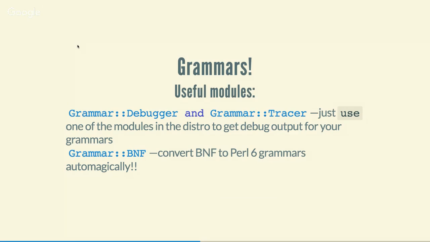Here are a bunch of modules you can find useful, especially Grammar::Tracer. If you just use it in your code, when your grammar runs, it will tell you what's being matched and when. This way you can see if it's working correctly. And also BNF, that's a format for defining some stuff you might be parsing. So if you get your hands on a BNF grammar, you can just use that module to convert it to a Perl 6 grammar, so you don't even have to write any code.